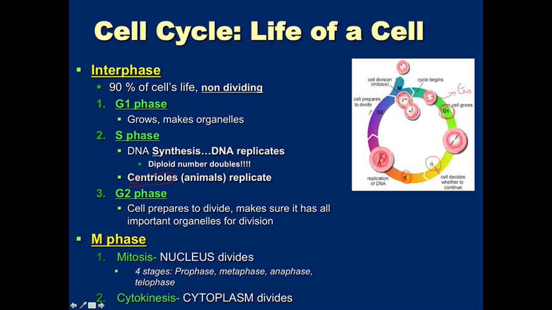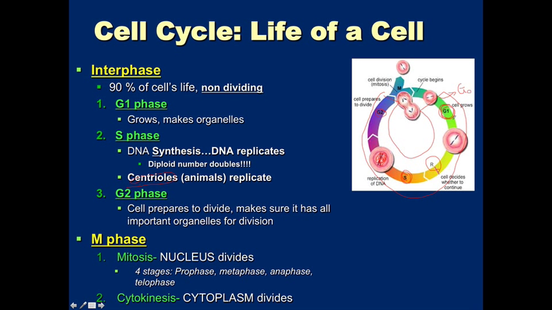After we leave S phase, we enter into G2. The G2 phase is where the cell is going to make its final preparations to divide. All of that, this whole entire aspect here, is what we call interphase. So interphase is 3 phases, G1, S, and G2.